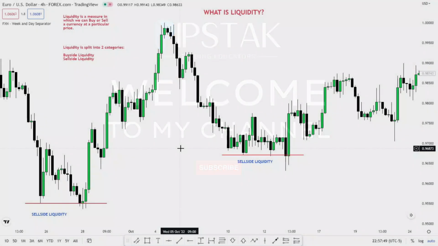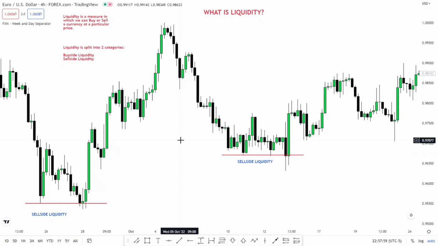So what is liquidity? Today we're going to be giving a simple explanation of what liquidity is all about. In simple terms, liquidity is a measure of how we can buy or sell a currency at a particular price. Liquidity is split into two categories: buy side liquidity and sell side liquidity.